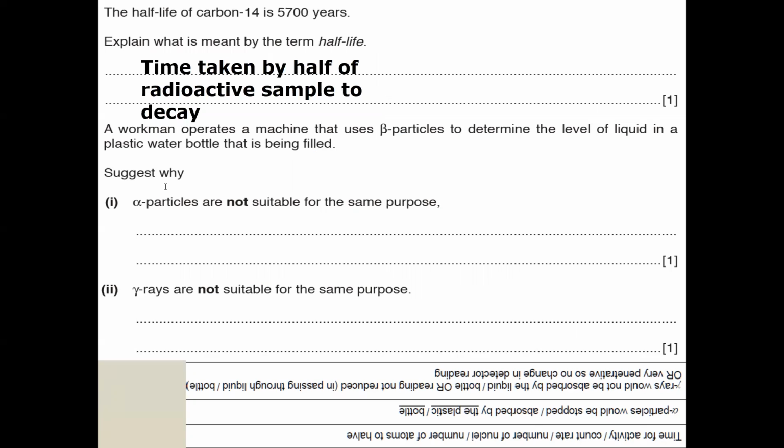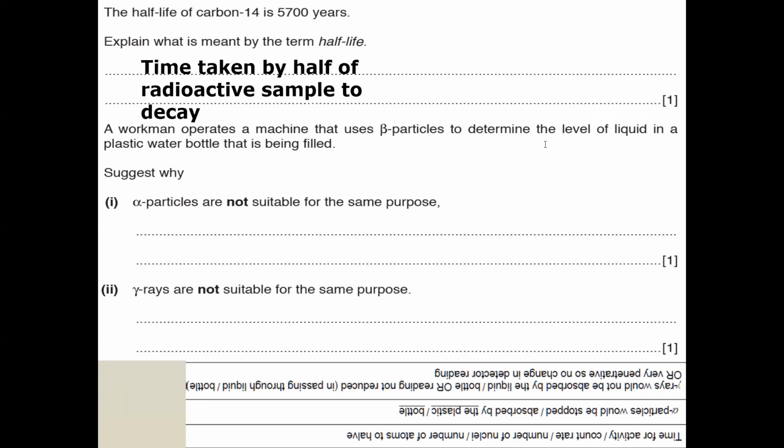A workman operates a machine that uses a beta particle to determine the level of the liquid in a plastic water bottle. Suggest why an alpha particle is not suitable. What is the reason? Because alpha cannot pass through paper, so how will it pass through plastic?